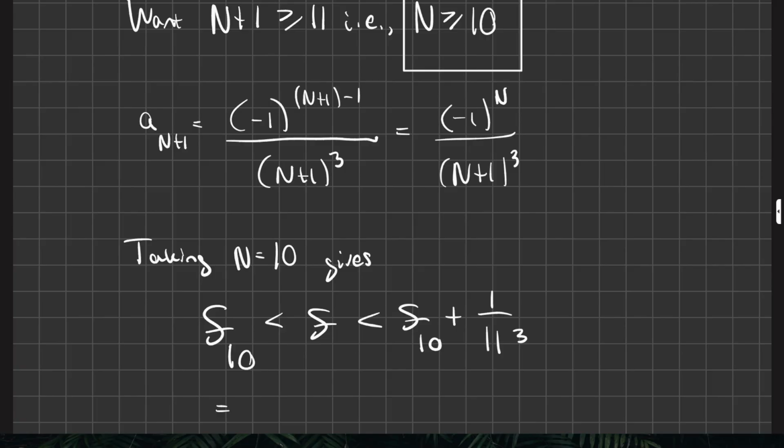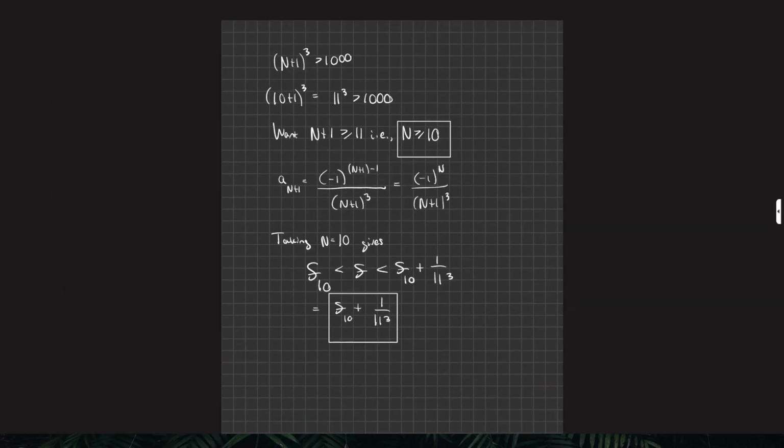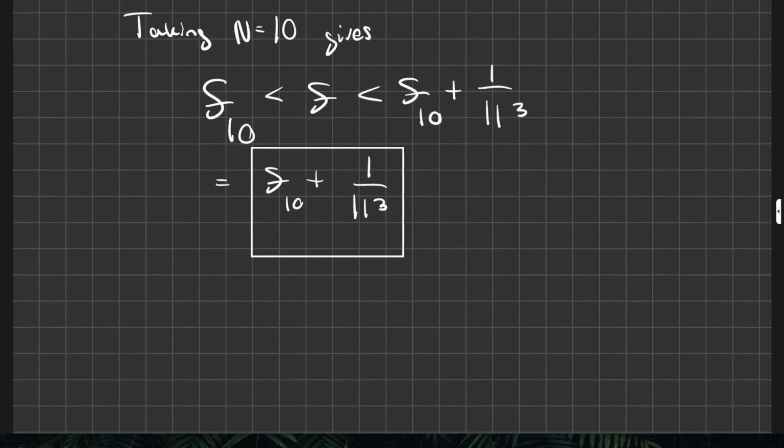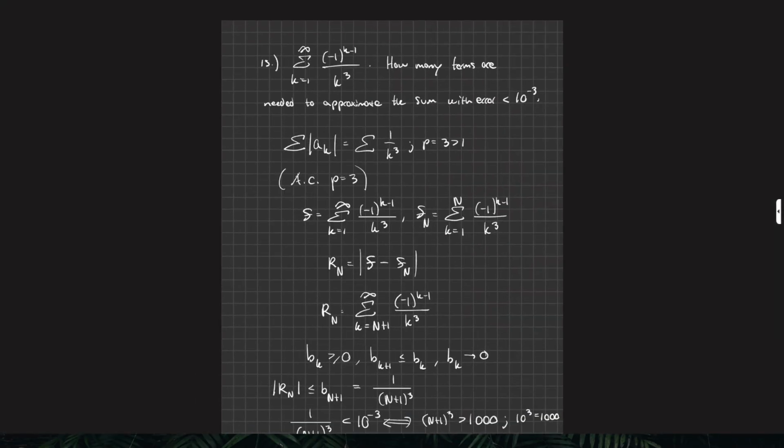So in other words, we'd have s sub 10 plus 1 over 11 cubed. This is all we're looking at. Okay, and I guess we could say the error bound satisfies strictly 1 over 11 cubed is less than 10 to the minus 3. And this is our solution for this problem.